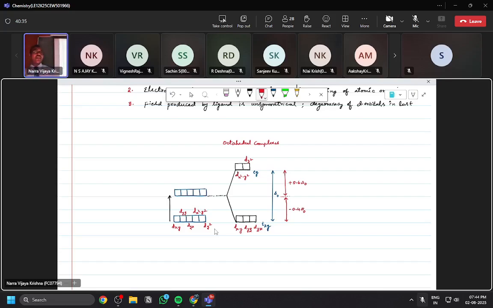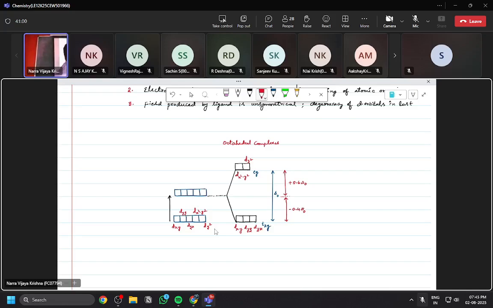Or I will think in this way. Can I write the energy of this is 4 by 10, the energy of this is 6 by 10? Give that 6 by 10 to above, give that 4 by 10 to below. Then note what is the net energy? 0. That's what I am saying.